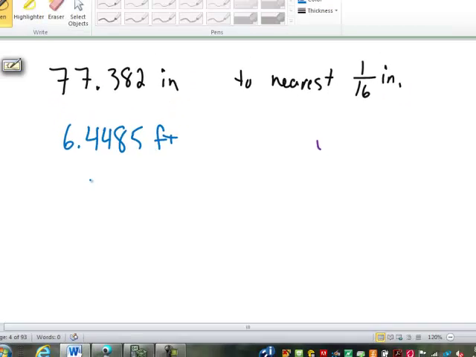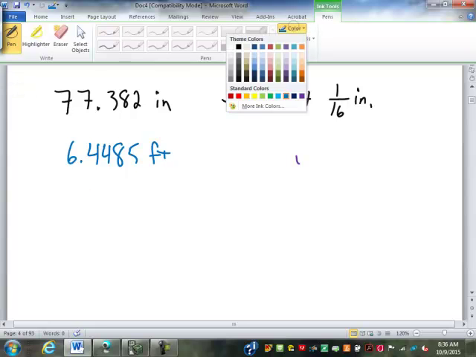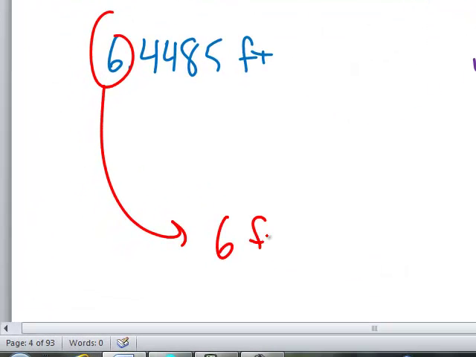6.4485. Now this time it happened to come out to an even decimal. Normally when you divide by 12, there's a good chance that's going to give us a decimal that goes on forever, repeats, and the calculator's going to be rounding it off in the display. So this is saying we got 6 complete feet.